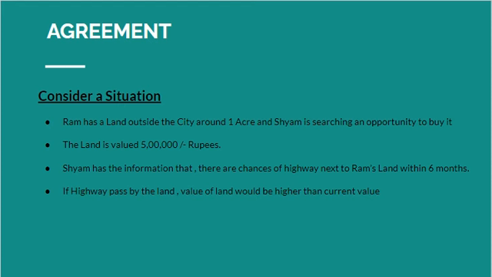We are going to consider a situation where Mr. Ram has a land outside the city, around 1 acre, and Shyam is searching for an opportunity to buy it. The land is valued at 5 lakh rupees. Shyam has the information that there are chances of a highway next to Ram's land within 6 months. If the highway passes by the land, the value of the land would be higher than the current value.